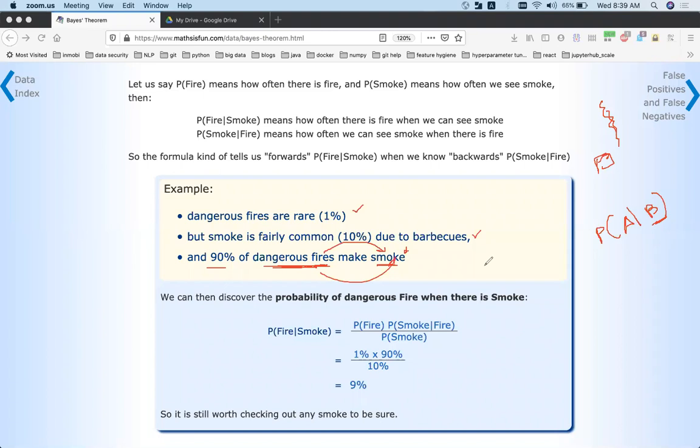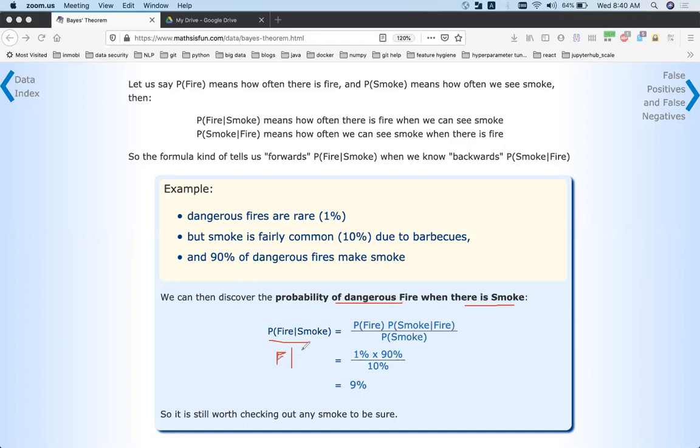Okay, I think I'm explaining in reverse actually. But what I want you to take away from this example is how Bayes' theorem generally works. All you have to do is figure out what the formula is. Let's see what they are trying to figure out: the probability of dangerous fire when there is smoke. So, fire and smoke.